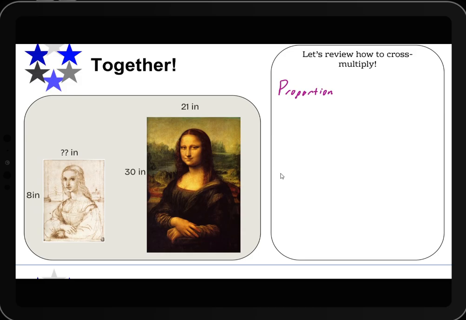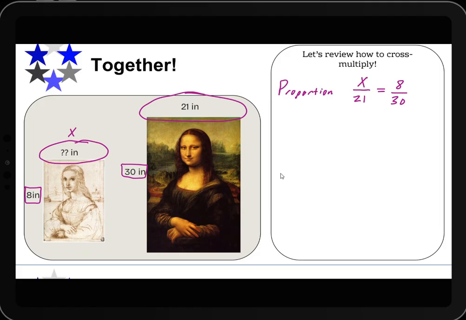For example, I know that this side length here is going to correspond with this width. I can call this side length x because I don't know its value, but I'm going to find its value. I can divide that by the corresponding side length on the actual painting. Likewise, I know that 8 corresponds with 30 in terms of the height of the portrait and the painting. And so that would be equal to 8 over 30.